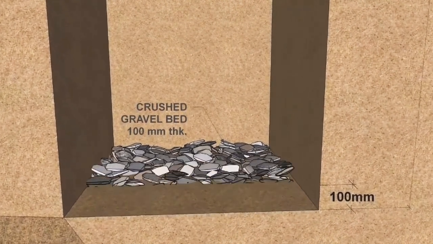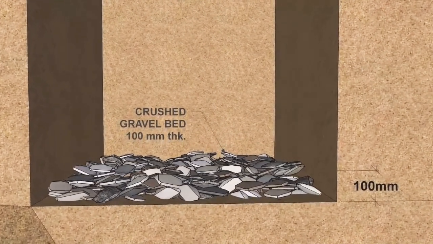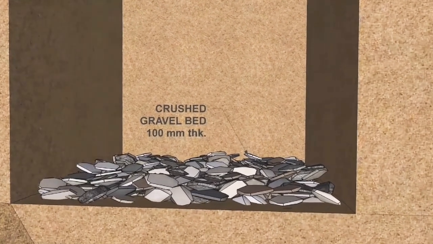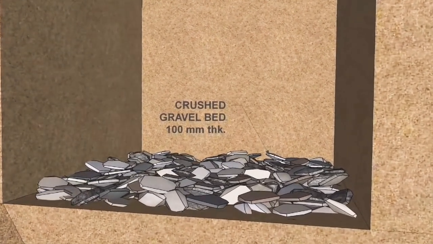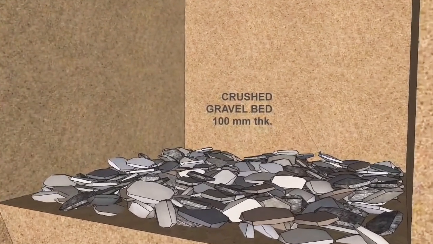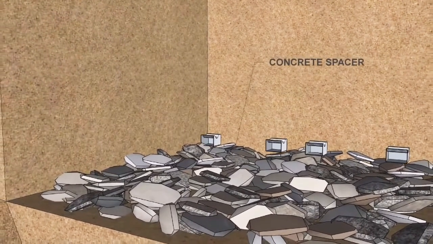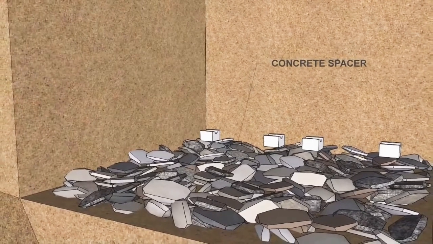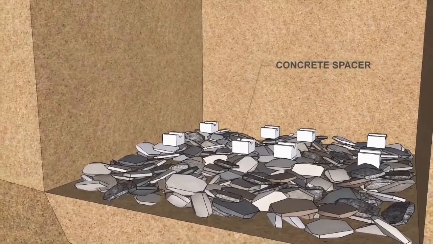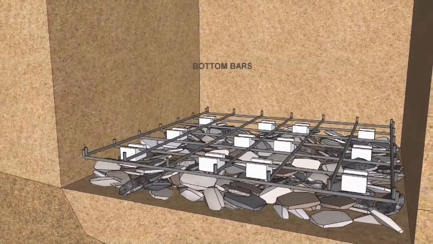The next procedure is ilalagay na natin yung concrete spacer natin. Yung purpose ng ating concrete spacer is para yung ating bottom bars would not directly touch dun sa ating soil, para iwas kalawang. Yung ating bottom bars are actually prefabricated na. So assembled na siya. Meron na rin itong tie wires. And yung distance ng each bottom bars are based on the structural design of our footing.